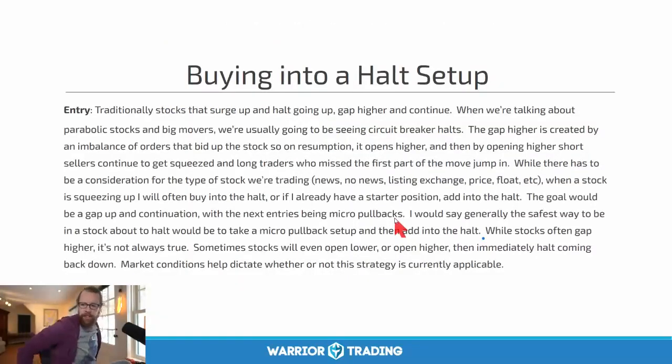So I'm going to read this to you. It doesn't look like I have to put it on full screen. The whole text is there. So traditionally, stocks that surge up and halt up continue higher. Halt up, gap higher, and continue. And we sometimes see multiple halts back to back to back to back.